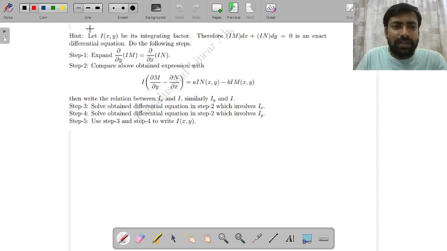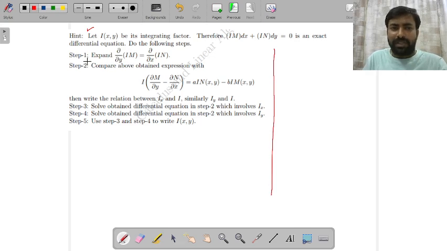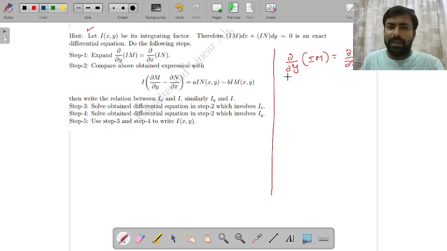Let us assume that I of x, y is its integrating factor. When it is an integrating factor, definitely when you multiply the given expression with I, then it becomes exact. So when it is exact, it has to satisfy one condition. In the first step, we have to expand this expression. It means the necessary and sufficient condition for exact differential equations, that is ∂/∂y of (IM) equal to ∂/∂x of (IN). You know how to differentiate them, right?